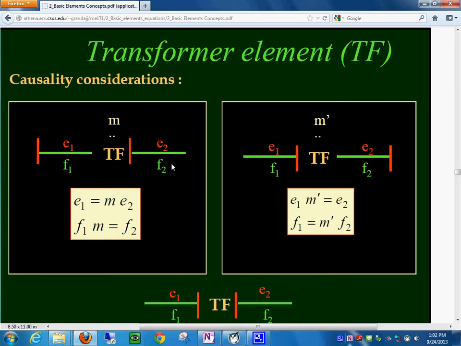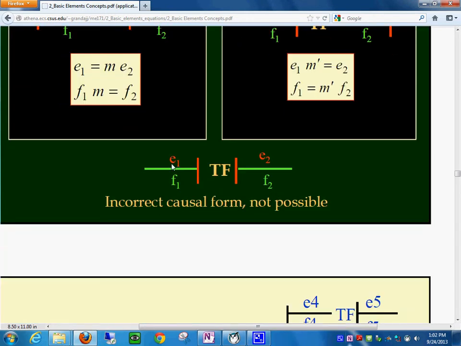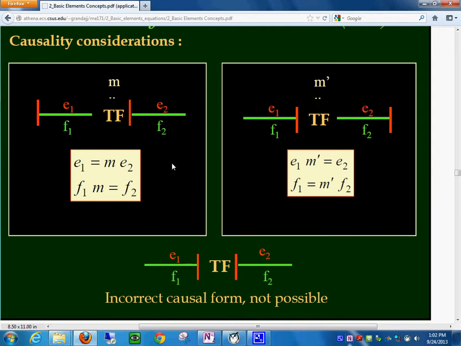The transformer element could be written like this. The symbol on the left-hand side here indicates that this is the input on this side, this is the output. And on this side, this is the output, this is the input.